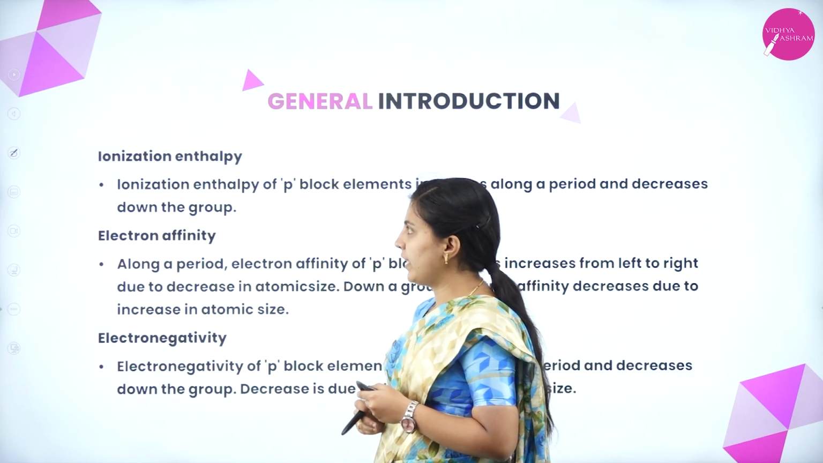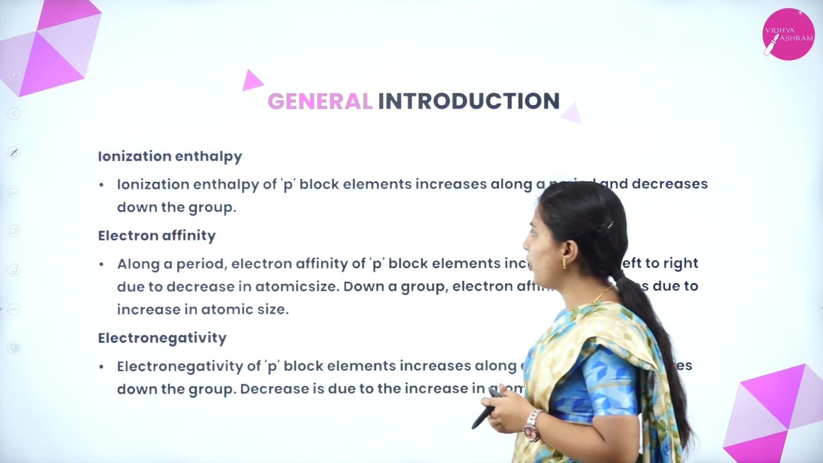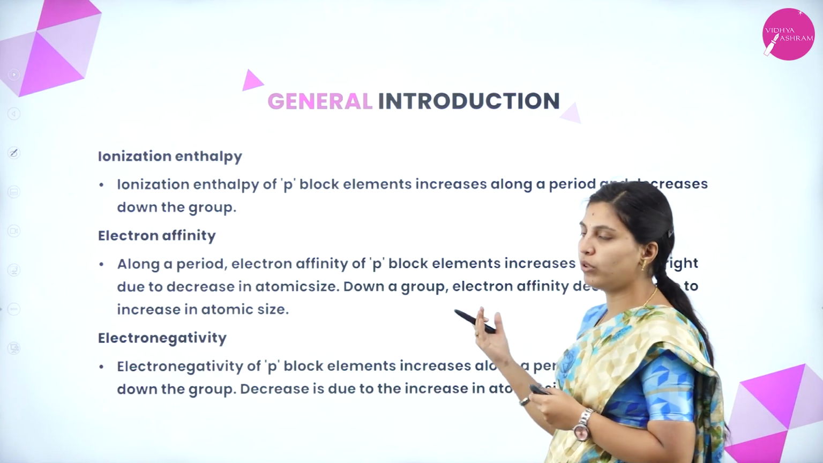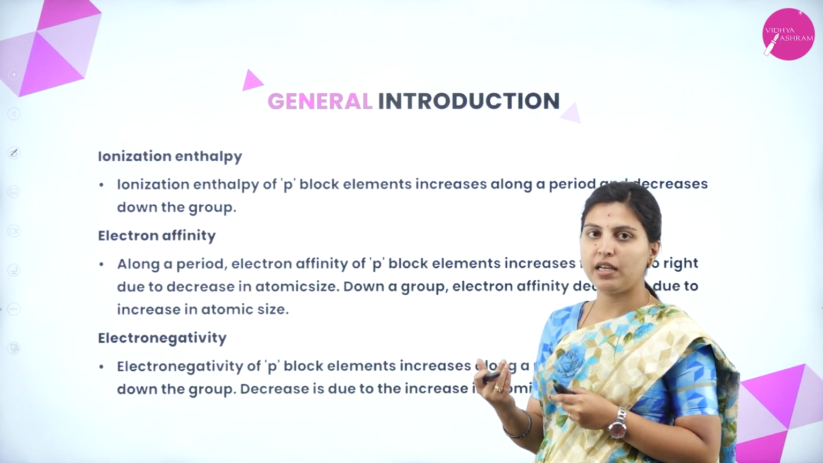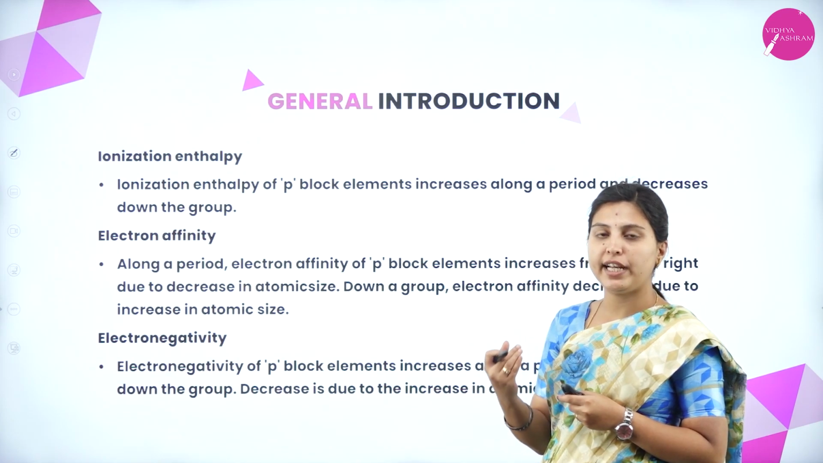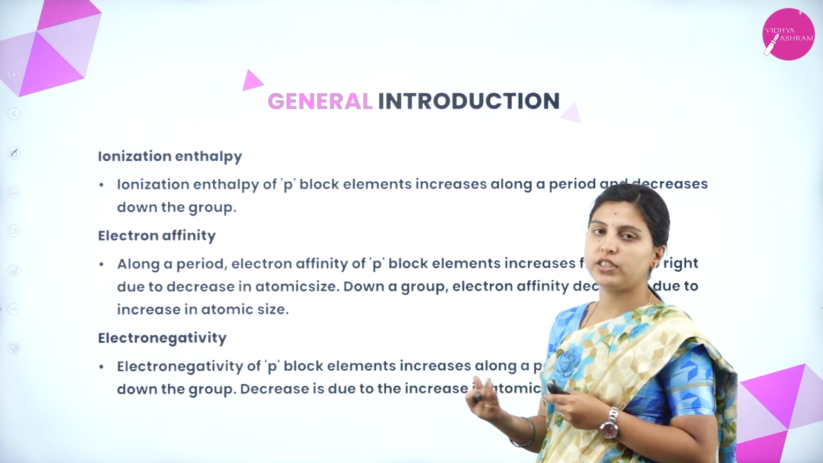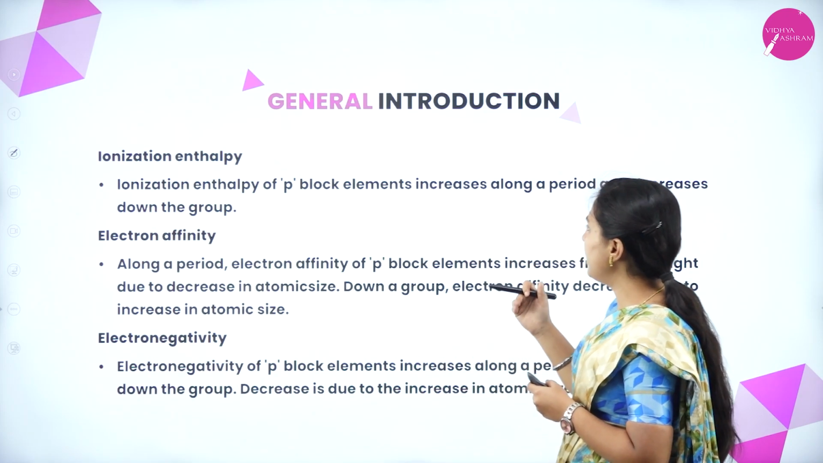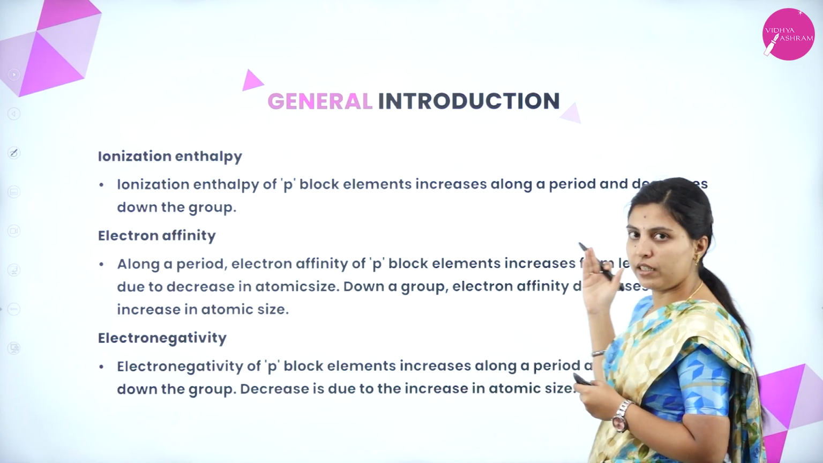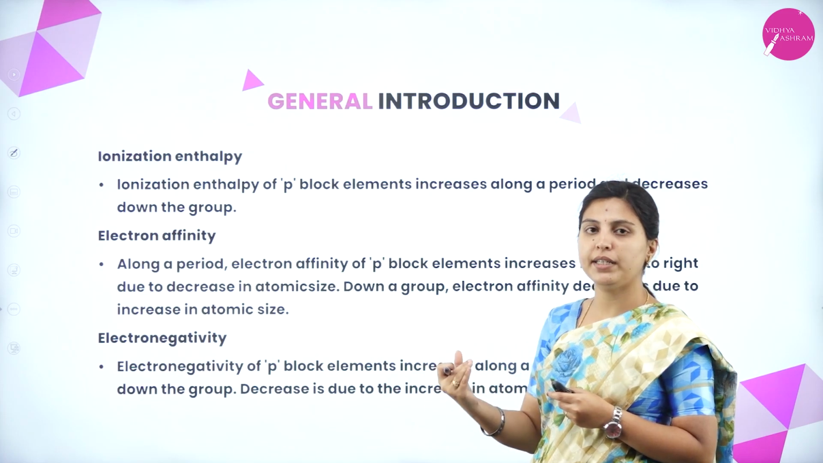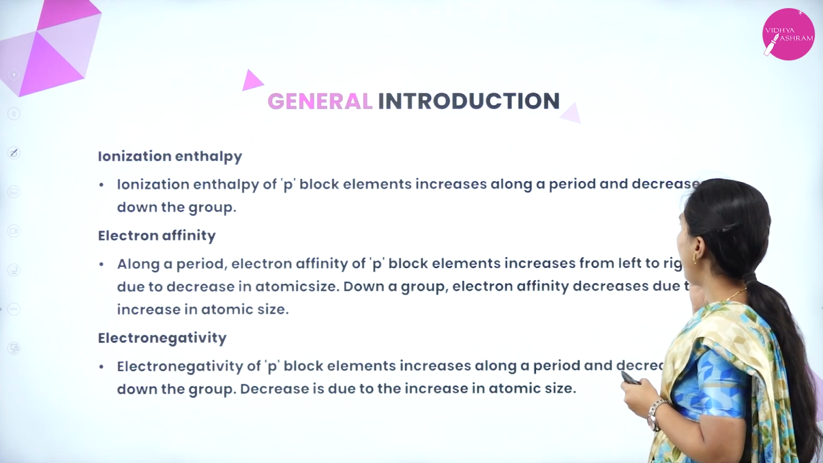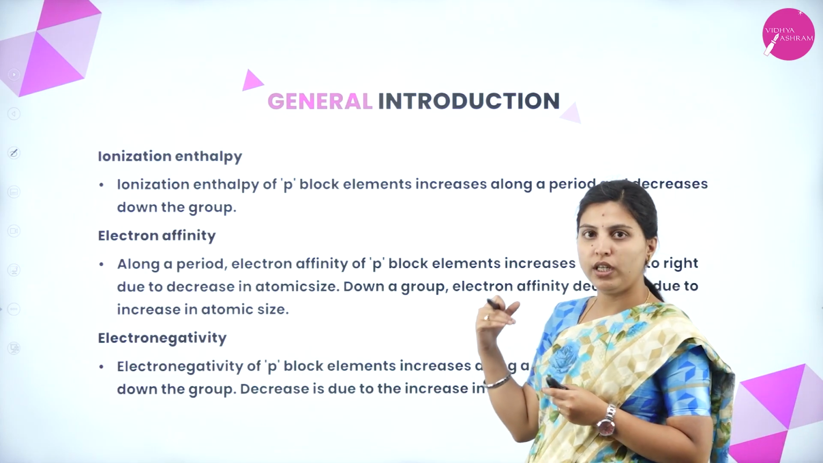Next, ionization enthalpy. Ionization enthalpy of p block elements increases along a period and decreases down the group. Ionization enthalpy means the removal of an electron from the outermost shell or valence shell. So, in the p block elements it increases along a period. Along a period means from left to right, the ionization enthalpy will increase, okay, and decreases down a group.